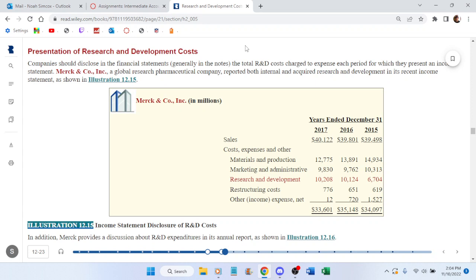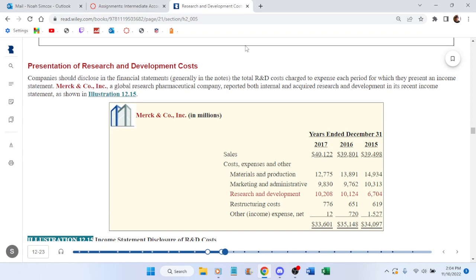Disclosing financial statements generally in the notes the total R&D costs charged to expense each period for which they present an income statement. Report both internal and acquired research and development in its recent income statement.